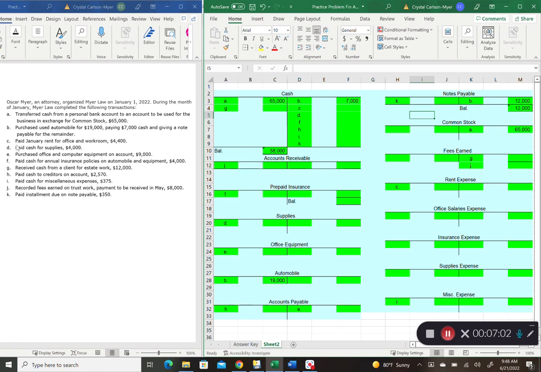All right, part C, paid January rent for office and workroom of $4,400. So they're paying out cash. So that's going to be my credit here. So I have that taken care of. What I need to figure out is what's going to be my debit. So let's go through my accounts here, and you can see rent expense over here. Rent expense is describing what's going on here. So I paid January rent for office and workroom.